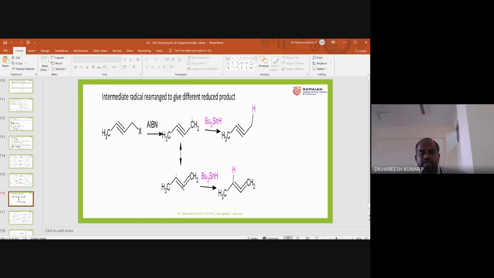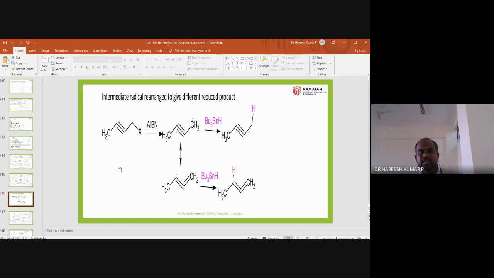When this radical is treated with tributyl tin hydride, there will be a new bond formation between this radical and the hydrogen radical. That is how the allene compounds form. The name of this compound is allene. Allene means double bond, double bond, adjacent double bonds. This is called an allene compound.